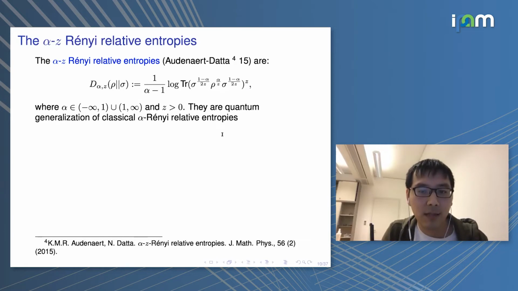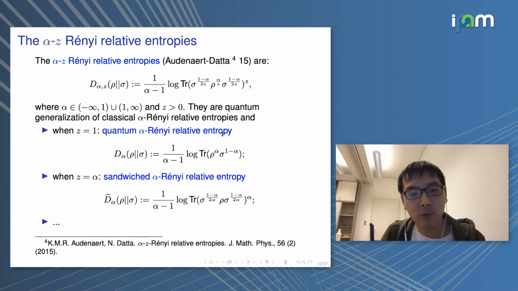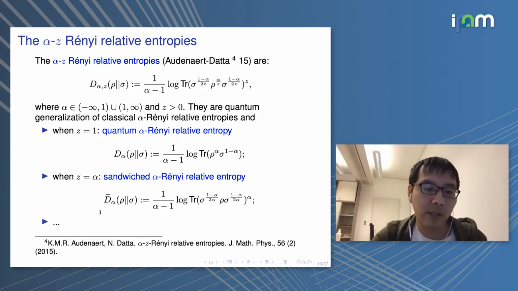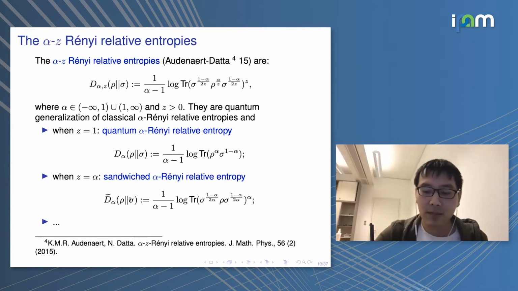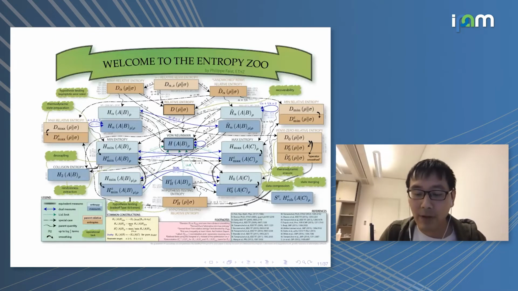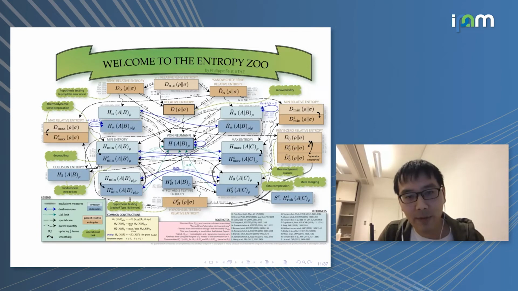In particular, if you choose z to be 1, then you recover the so-called quantum alpha Rényi relative entropy. And if you take z to be alpha, then we have the so-called sandwich alpha Rényi relative entropy. And certainly when alpha tends to 1, both converge to the quantum relative entropy. So this is indeed a very large family of quantum relative entropies. And here is a very nice picture by Philip establishing the connection among many entropy quantities in quantum information theory.